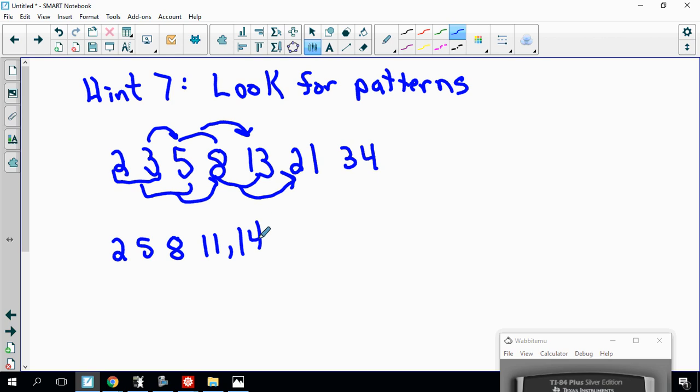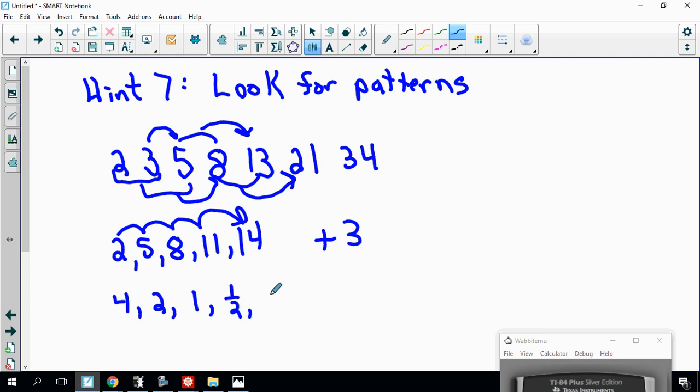If I go 2, 5, 8, 11, 14, add 3, add 3, add 3, add 3, that type of number system going up by threes is called arithmetic, and it's got a whole bunch of real cool names. If I go 4, 2, 1, 1/2, 1/4, dot dot dot, I multiply by 1/2, I multiply by 1/2, I multiply by 1/2, I multiply by 1/2, said to be geometric.